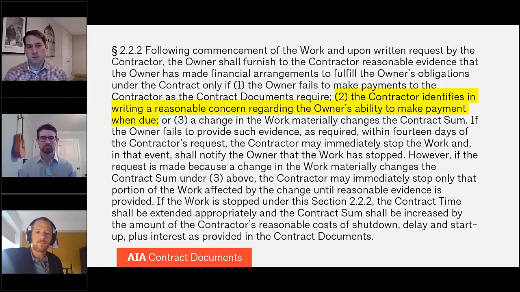But I do think what's key to take away is that there needs to be something specific to the owner that you're dealing with as a contractor to get over that threshold of reasonableness. Yeah, I think that's a good point.